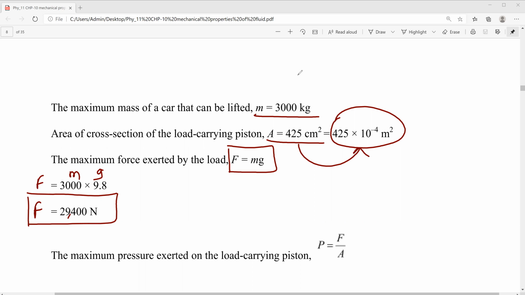29,400 Newton. The pressure is calculated using the formula P = force divided by area. The force we got is 29,400, divided by the area, which is 425 × 10^-4. If we simplify this, we get the pressure.